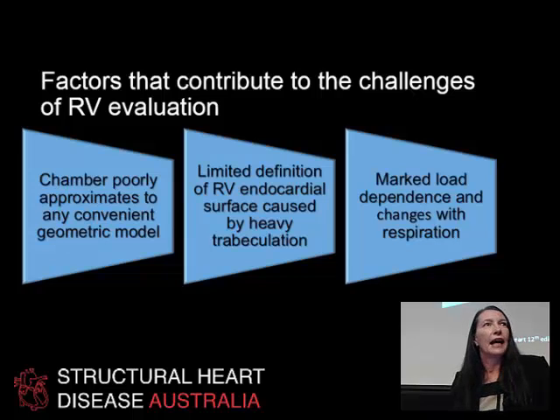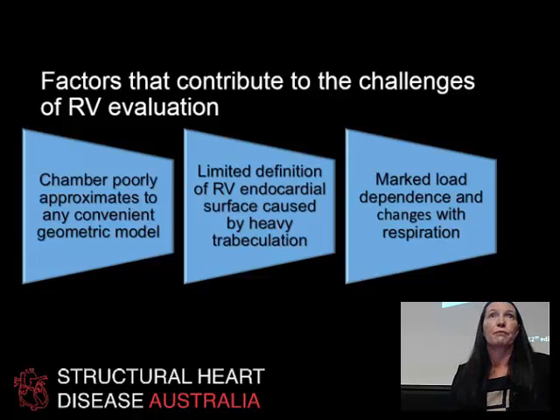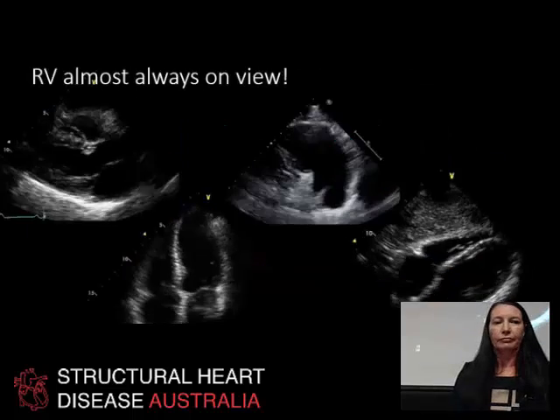Because of these anatomic features, it does not allow us to provide any predictive mathematical model to the right ventricle because of its shape and the way it fills and empties. It does not allow us to apply these predictive models and mathematical models that we use for the left ventricle. The definition of the RV endocardium is difficult because of heavy trabeculations, and there's marked load dependence and very dramatic changes with respiration, unlike the left ventricle, which provide us with some challenges with measuring function.